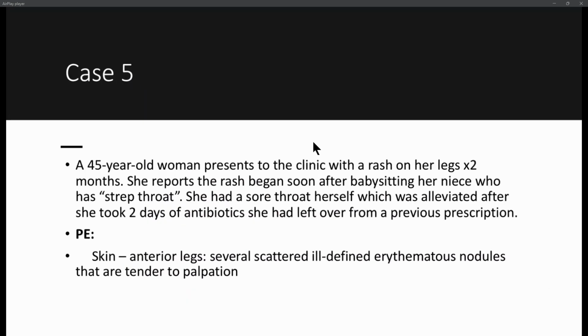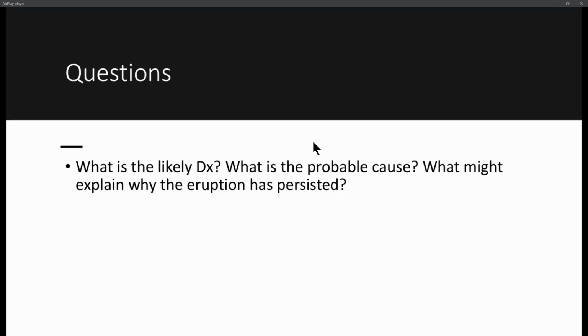Case number 5: a 45-year-old woman presents to the clinic with a rash on her legs for 2 months. The rash began soon after babysitting her niece who had strep throat. She also had a sore throat herself, which was alleviated after she took 2 days of antibiotics left over from a previous prescription. On the skin, anterior legs, several scattered, ill-defined erythematous nodules that are tender to palpation. What's going on with this patient?